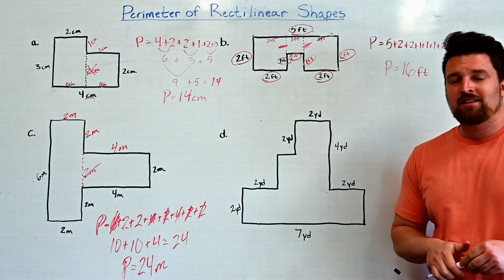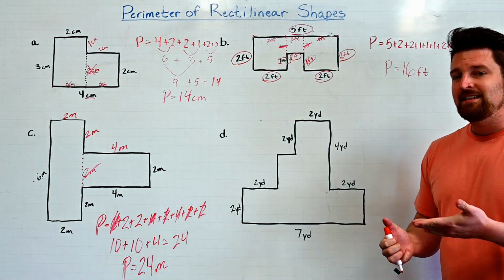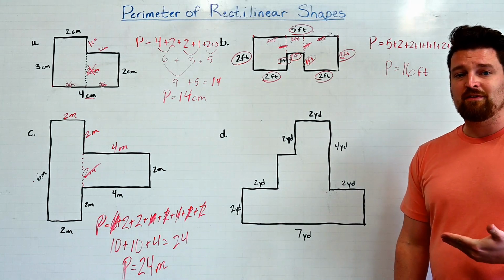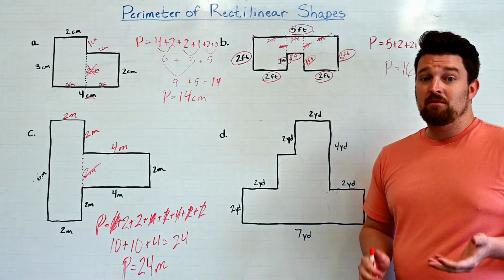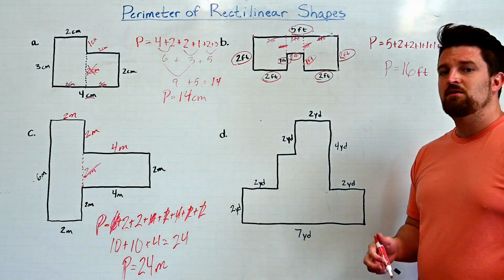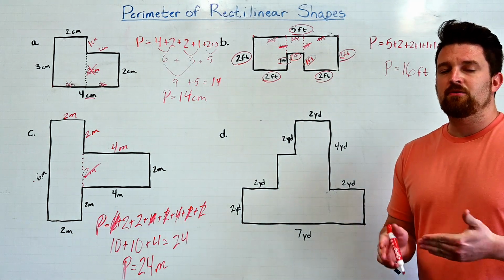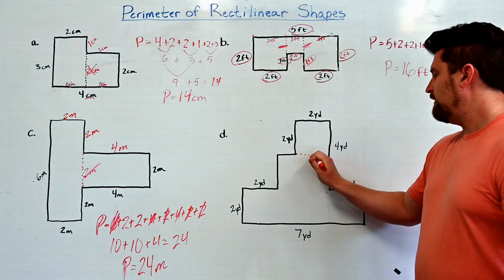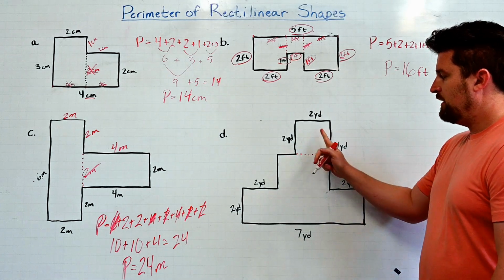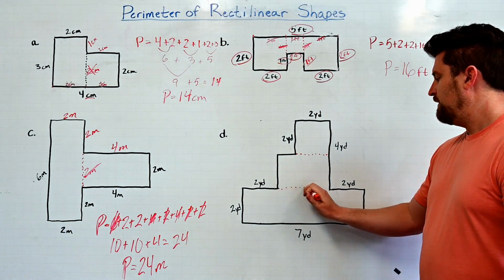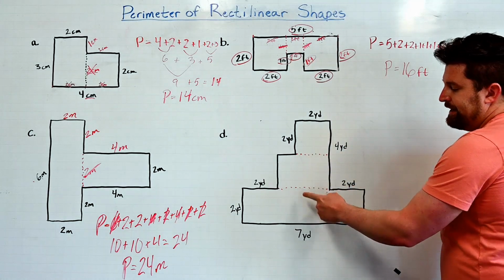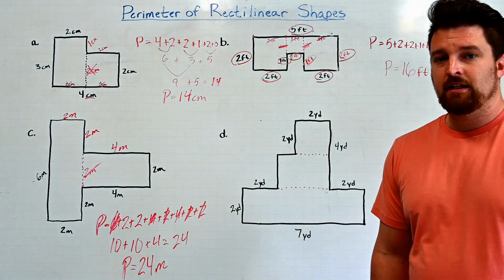Okay, let's move on to the hard one. Let's move on to D. Now, when I look at D, it's a little overwhelming at first, but it actually can become pretty easy as long as we cut it up and make it all into rectangles or squares. So I'm going to decide to do it sort of like this. I'm going to make one up here, and I'm going to make another cut line right there. So now I have 3 different shapes to help me.